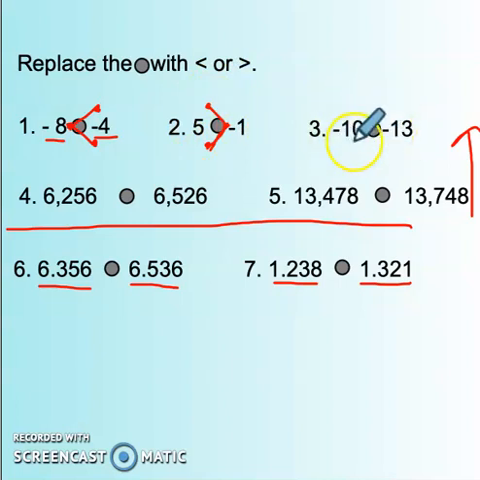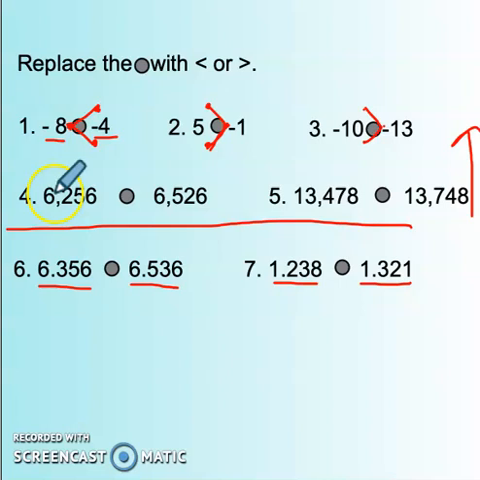How about this one? -10 and -3. Which one's bigger? Yeah, -3 is, because remember negatives, the closer they are to 0, actually the bigger they are. And so that mouth is going to face the -3, and that's the greatest.